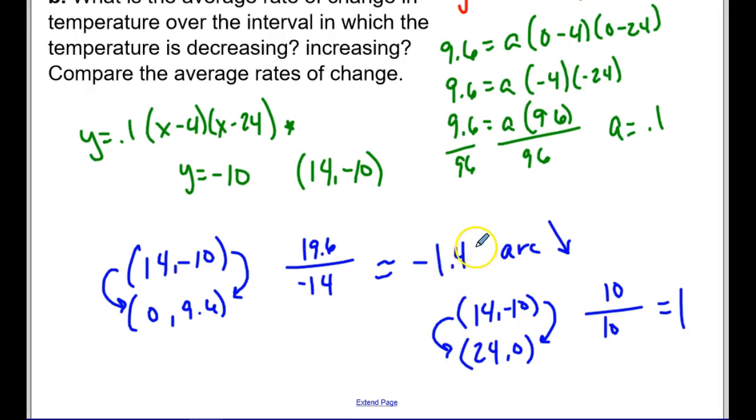So now comparing my slopes, I can say that my average rate of change is greater when it's decreasing than when it's increasing, even though this is negative, because 1.4 is a larger number than 1. So now I can just use these two numbers to compare anything I'm asked about.